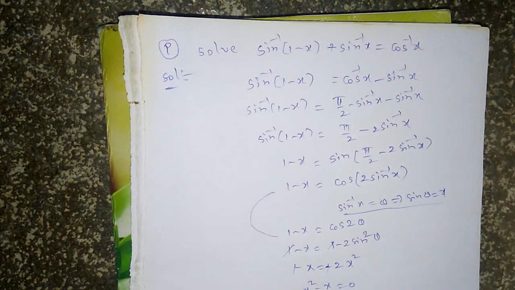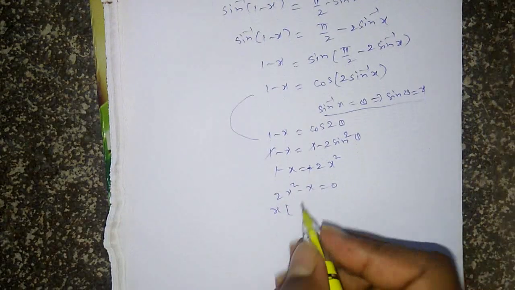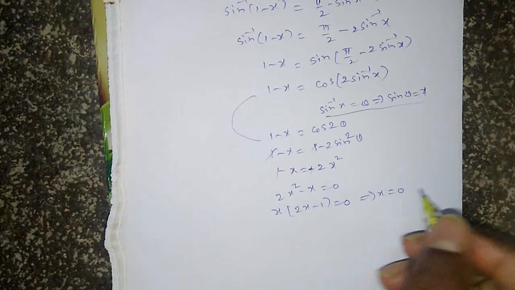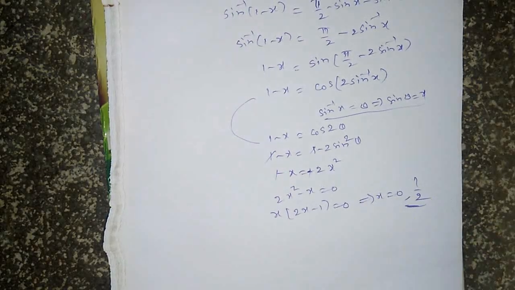If you take x common, 2x minus 1 is equal to 0, implies x is equal to 0 is one value, x is equal to 1 by 2 is another value.